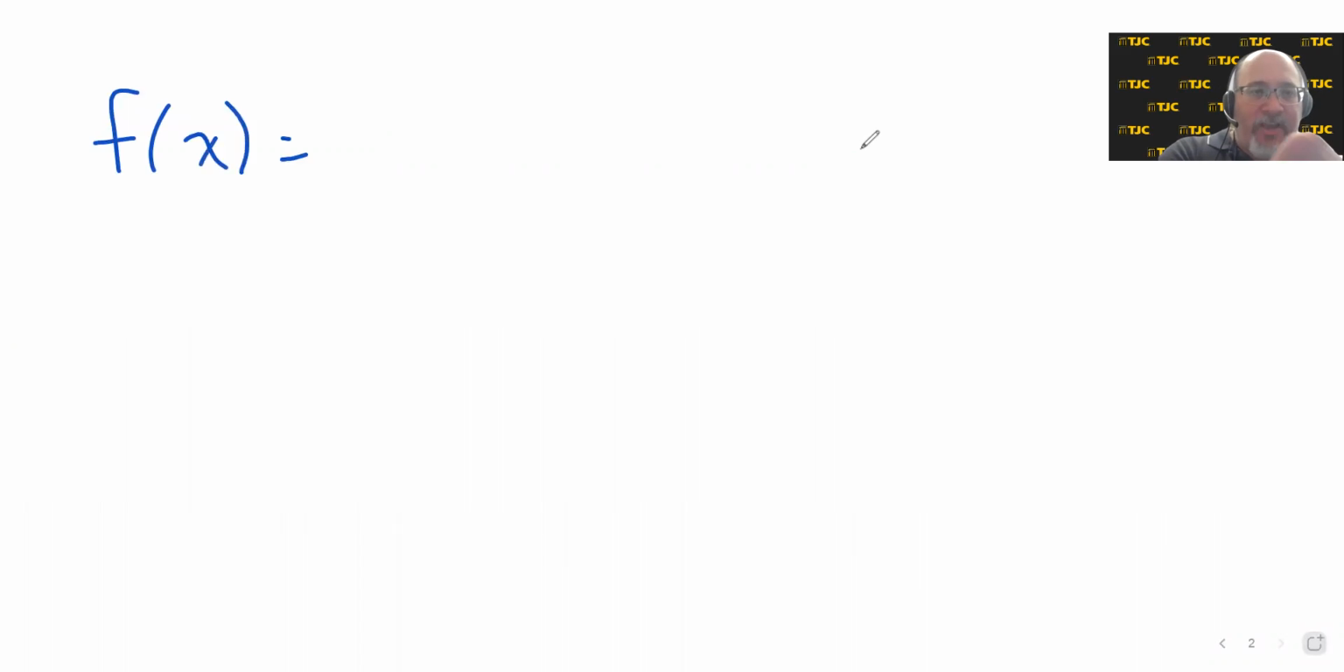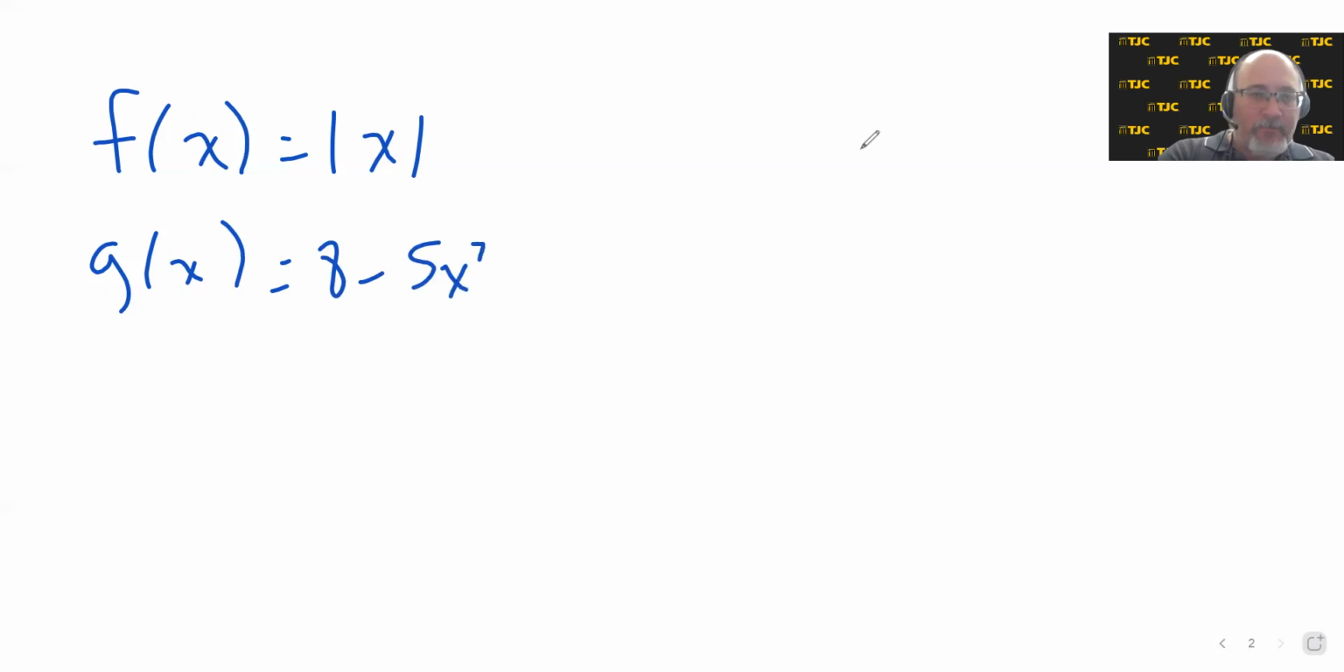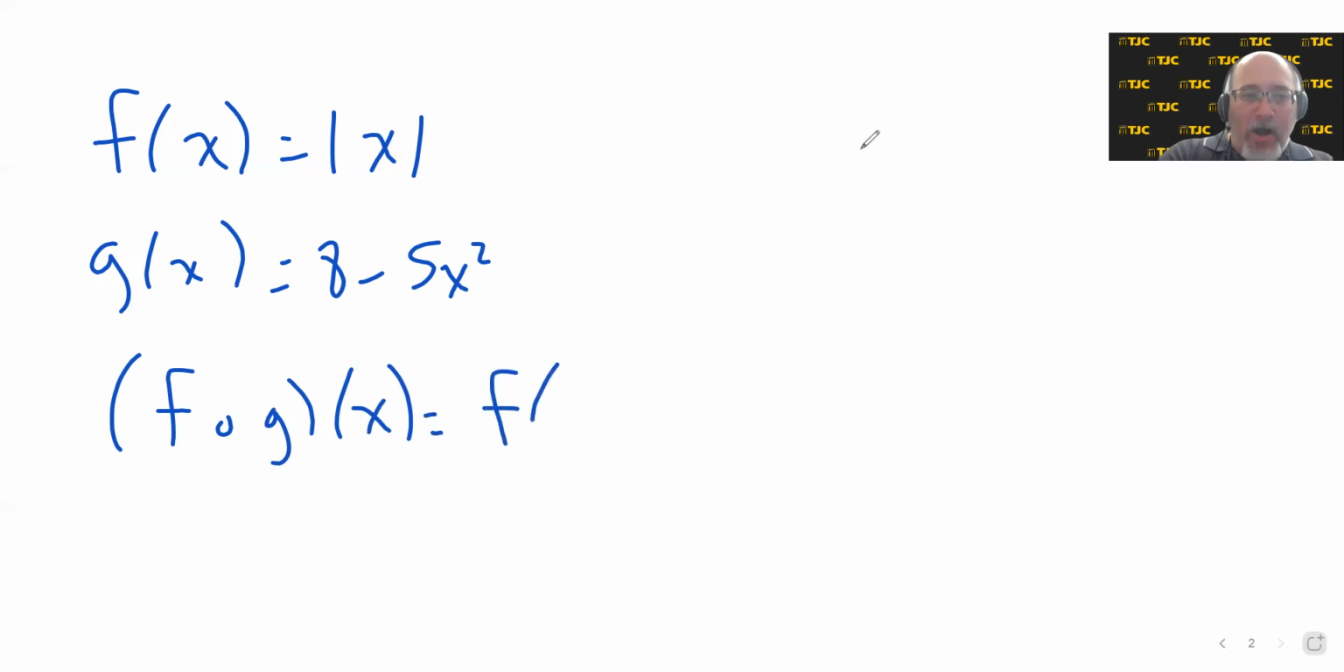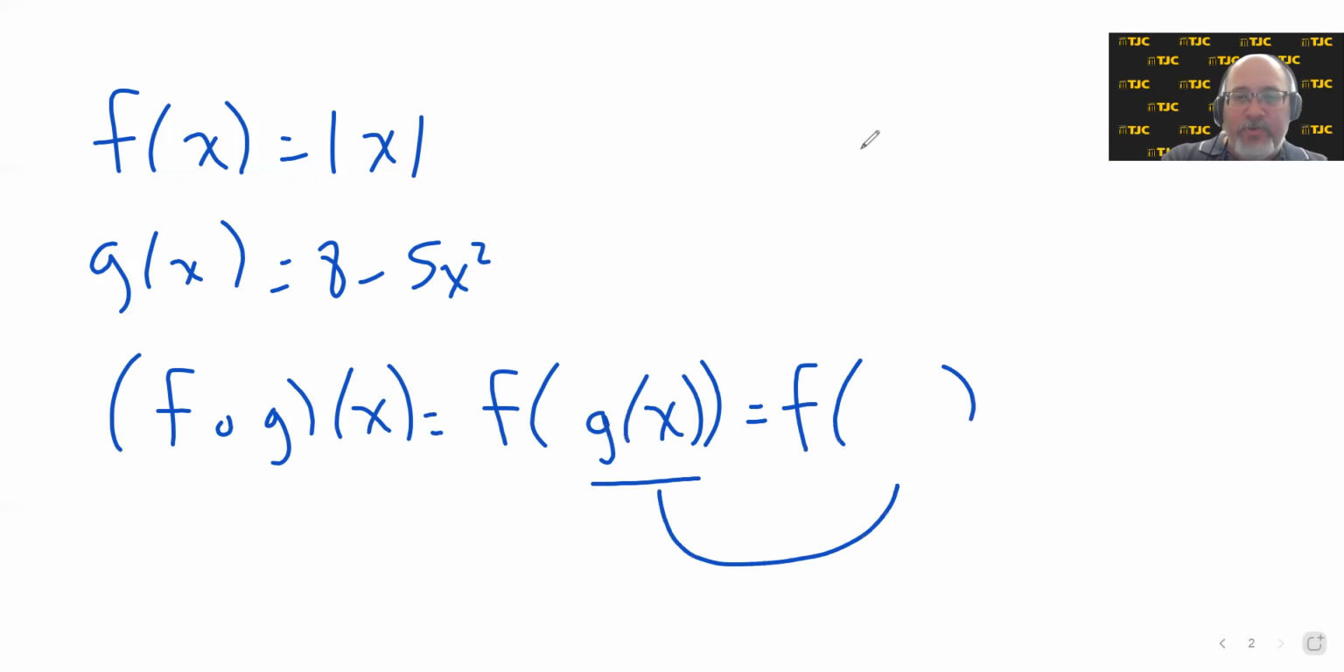F of x equals the absolute value of x. G of x equals 8 minus 5x squared. And if we find f of g of x, by definition, that's f of g of x. I wish all this was in red, but that's okay. We start with the inside function and replace it with what it equals. Well, g of x is equal to 8 minus 5x squared. And now we do what f of x does.